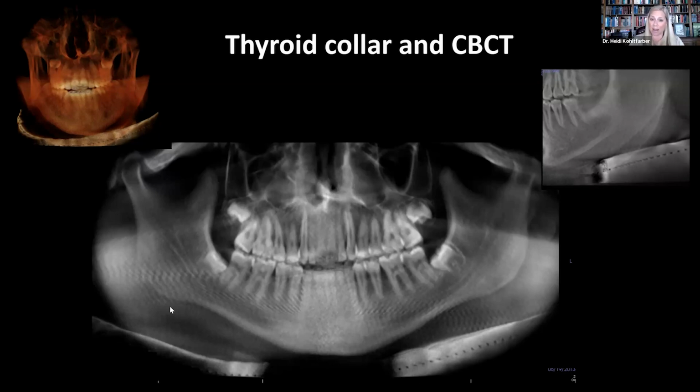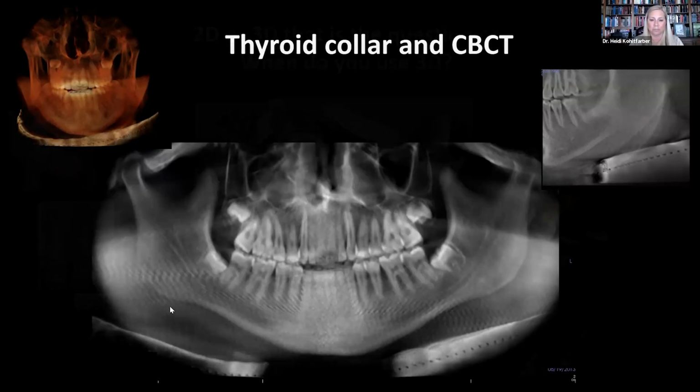And so what happens now is you have to go ahead and retake the scan, which results in more dose to the patient. So for that reason, and the reason that the majority of dose to the thyroid is actually internal scatter and not external scatter, we would say do not use a thyroid collar with a CBCT. If the patient insists on a thyroid collar, then CBCT is not the imaging modality for them.